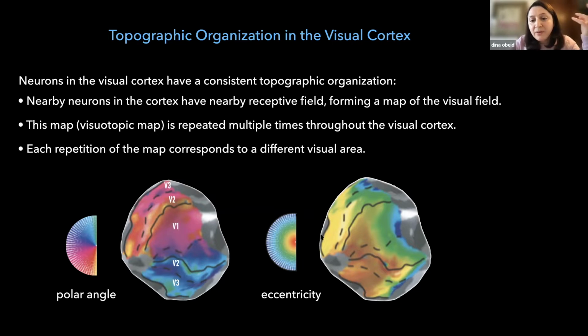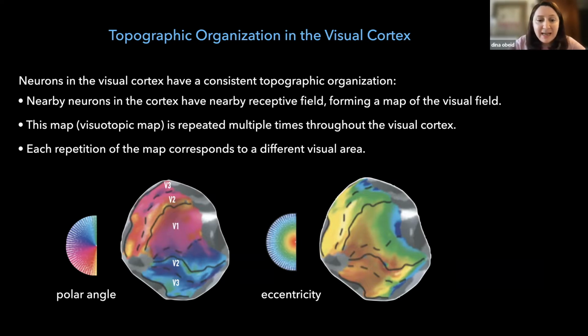Also, they can do another mapping where they put rings of stimuli, and then they expand them. And at every radius, they again look at which neuron responded at that location. And they call that the eccentricity.